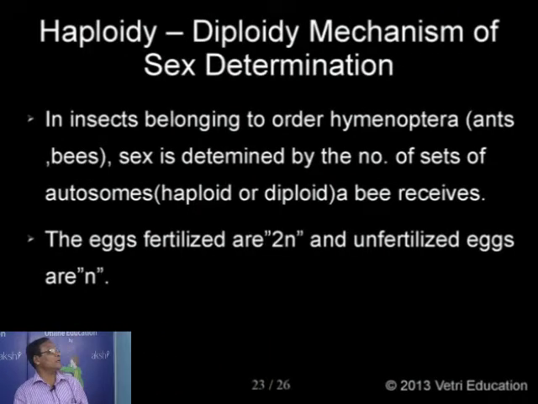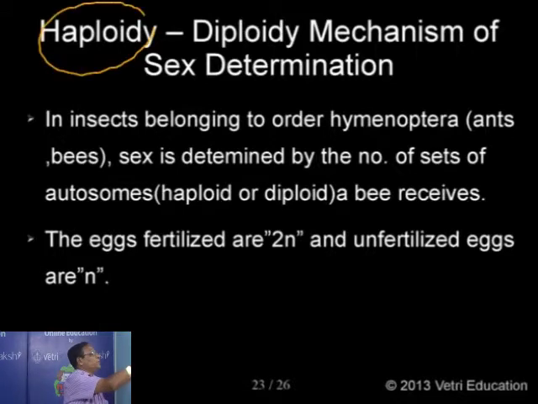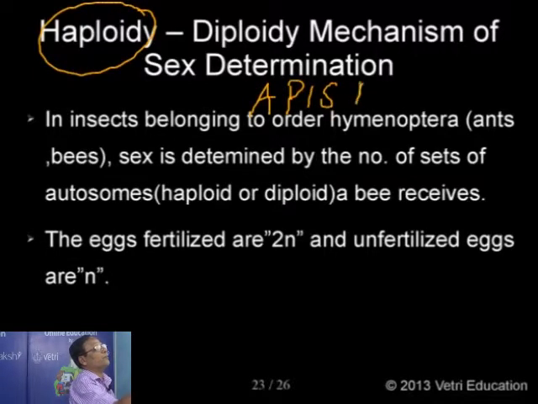Okay, now the haploid diploid mechanism of sex determination. In the previous case, the balance between the X chromosomes and the autosomes is responsible. But here, in the case of the honeybee, the haploid and diploid set is responsible for the determination of sex. The honeybee is Apis, the genus name, mellifica, the species name.